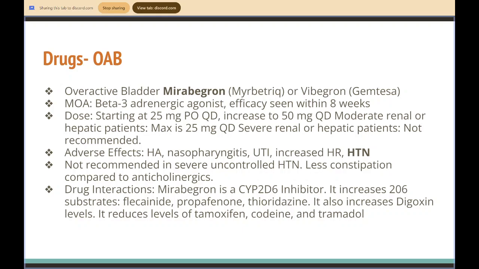Now, a drug interaction I want you to be aware of is Myrbetriq is a CYP2D6 inhibitor. It increases the substrates, and three of them are listed: flecainide, propafenone, and thioridazine. Can anyone tell me what flecainide is in terms of class? In the chat, go ahead and put your answer. It also increases digoxin levels. It reduces levels of tamoxifen, codeine, and tramadol.